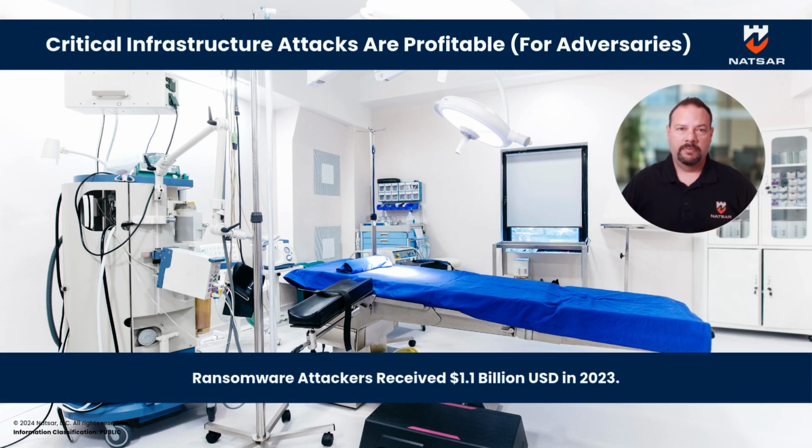Another thing is critical infrastructure attacks are profitable for the adversaries. And we see at the bottom here, ransomware attackers received $1.1 billion US dollars in 2023 alone. They know that if they take down critical infrastructure organizations, they are more likely to get paid, because critical infrastructure can't just say, well, we'll be down for a couple weeks until we figure this out, or we'll try and decrypt what was encrypted, or we're going to work with law enforcement and see if they can find our information or get this figured out. They don't have time for that. Hospitals don't, power grids don't, things like natural gas pipelines don't have time for that. And the adversaries know that.